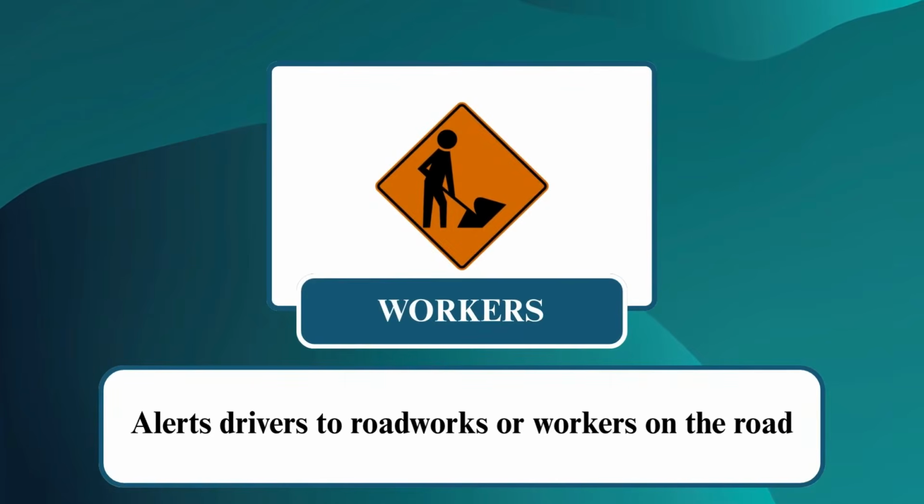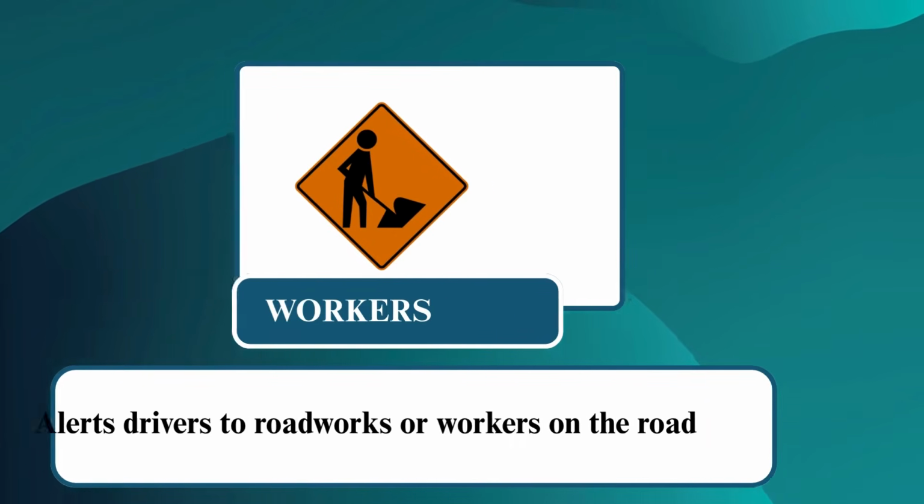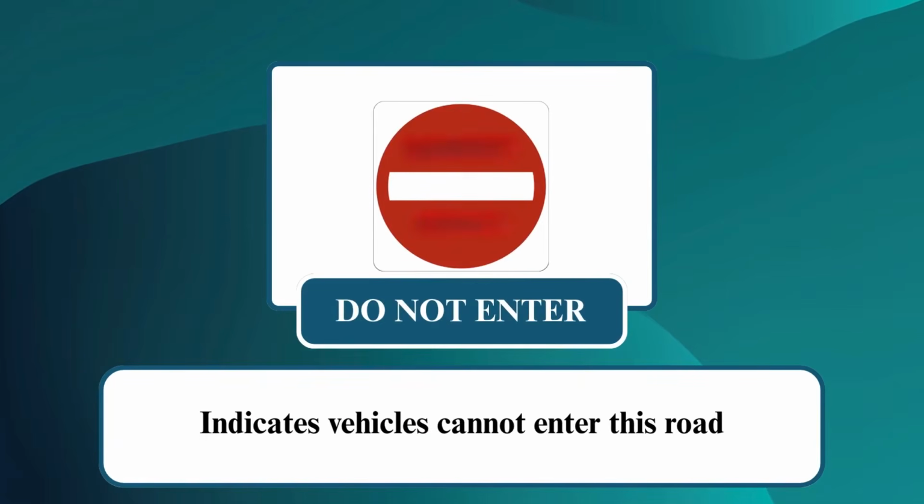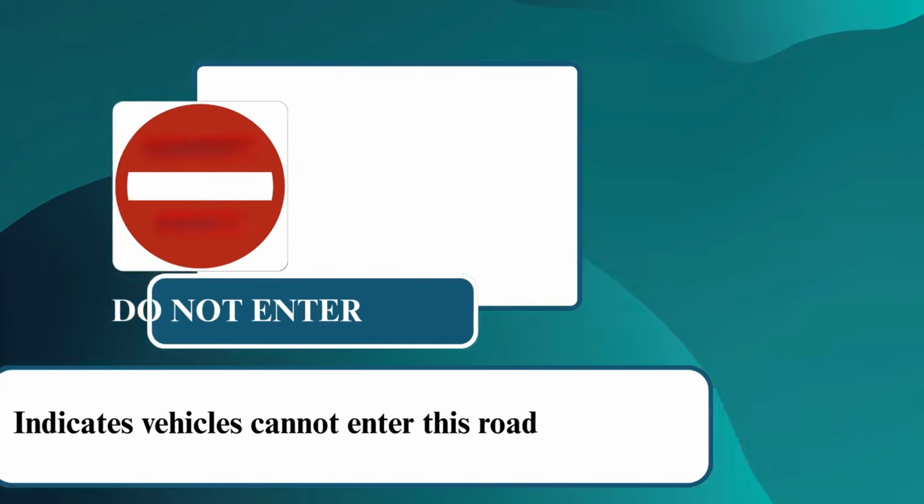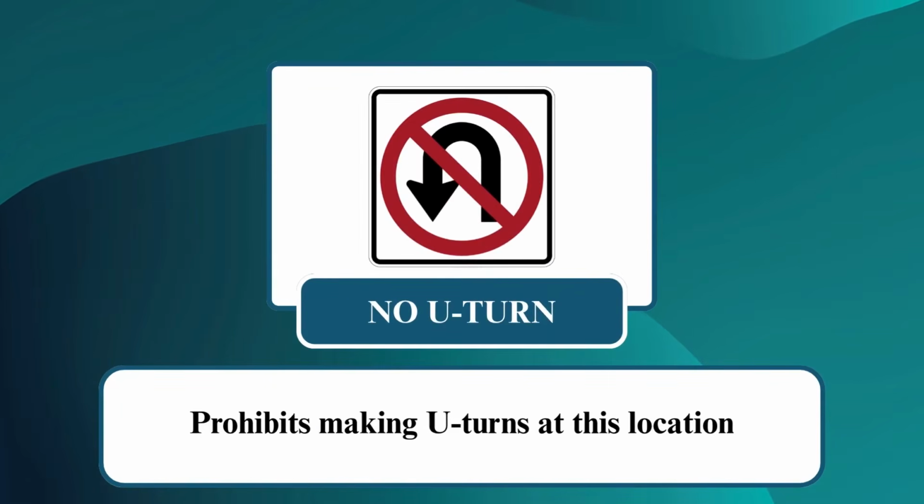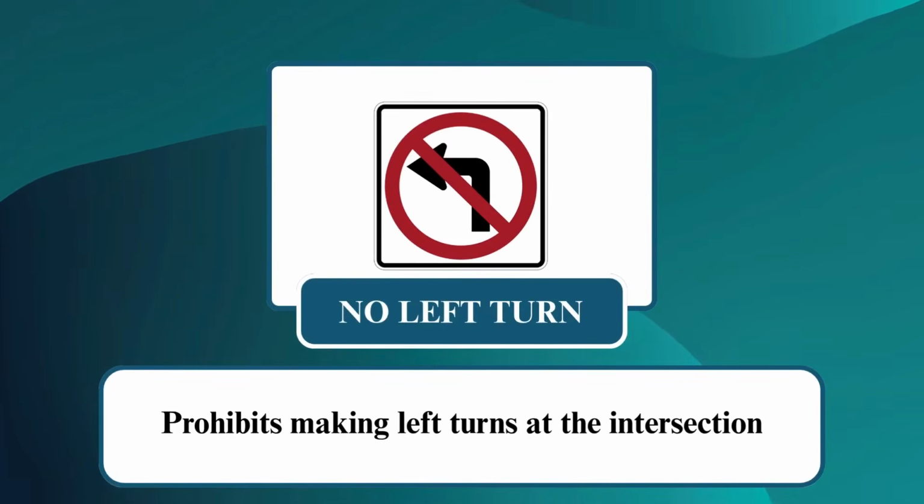Worker sign. Alerts drivers to roadworks or workers on the road. Do not enter sign. Indicates vehicles cannot enter this road. No U-turn sign. Prohibits making U-turns at this location. No left turn sign. Prohibits making left turns at the intersection.